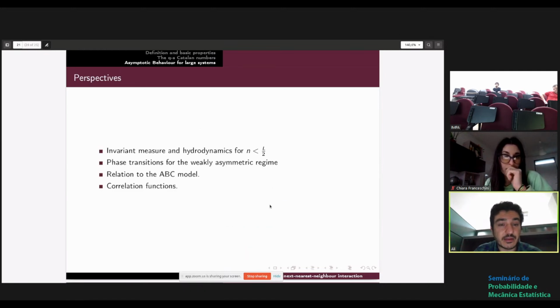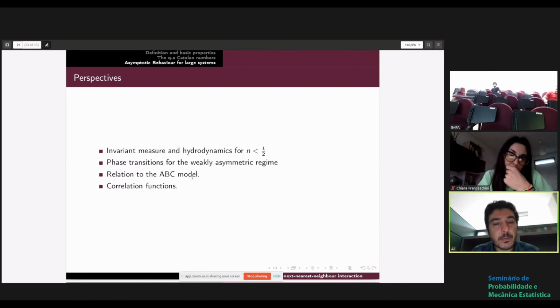I would like to understand better the relation to the ABC model. The ABC model, if you know it, is a model with two species where the dynamics is cyclic. This means that species A jumps over B, jumps over C with some rate, and C jumps over B, jumps over A with a different rate. They can jump only in one direction.